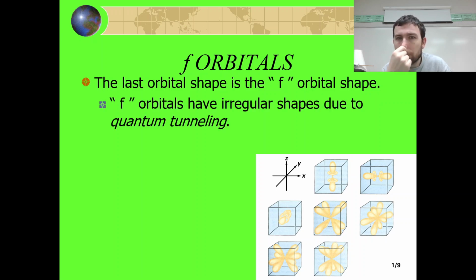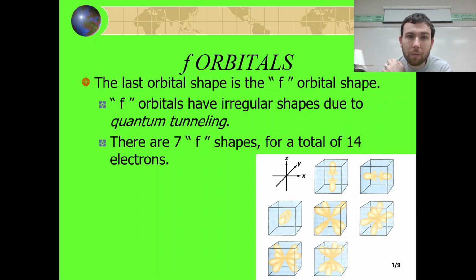So the f orbitals have irregular shapes due to quantum tunneling. Please don't ask me what quantum tunneling is. I have no idea. That's one of the first times I've seen this word. I'd have to do some research to understand what that means. But they have these funky shapes because of this phenomenon known as quantum tunneling.